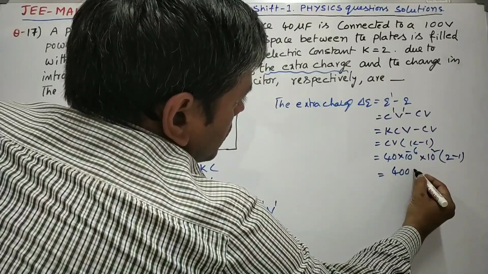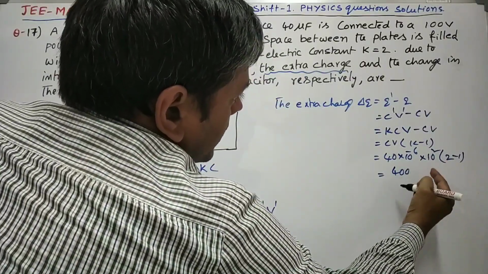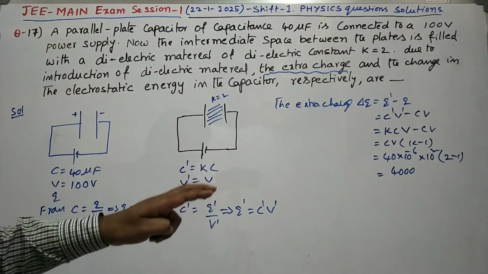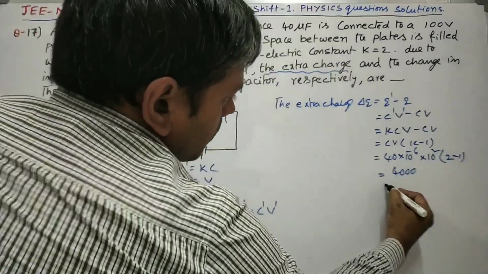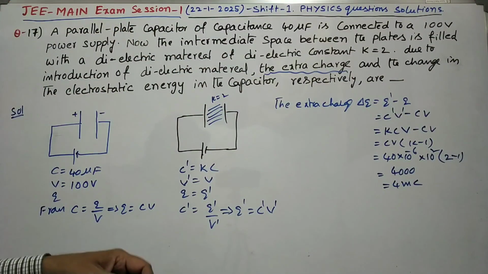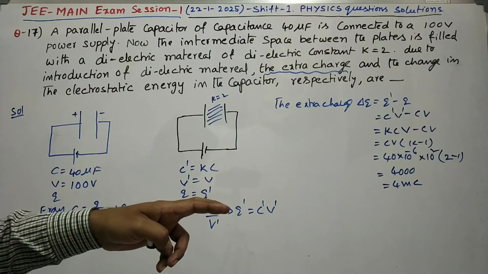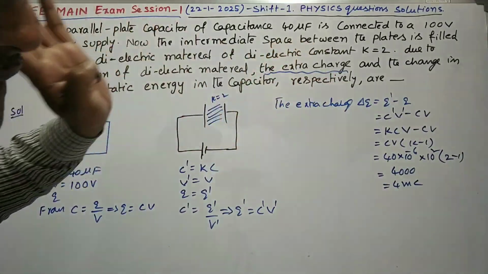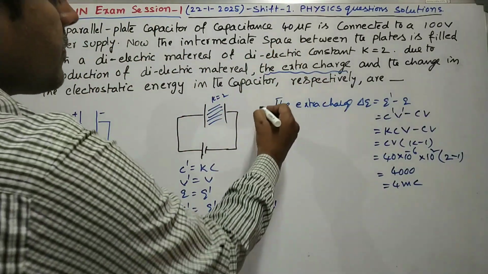Isn't it? 4 into 1, that means 400. Sorry, 4000. So which is equal to what? 4 microcoulomb, 4 millicoulomb. Okay, isn't it or not? 10 power 2. Okay, right. This is the first one.